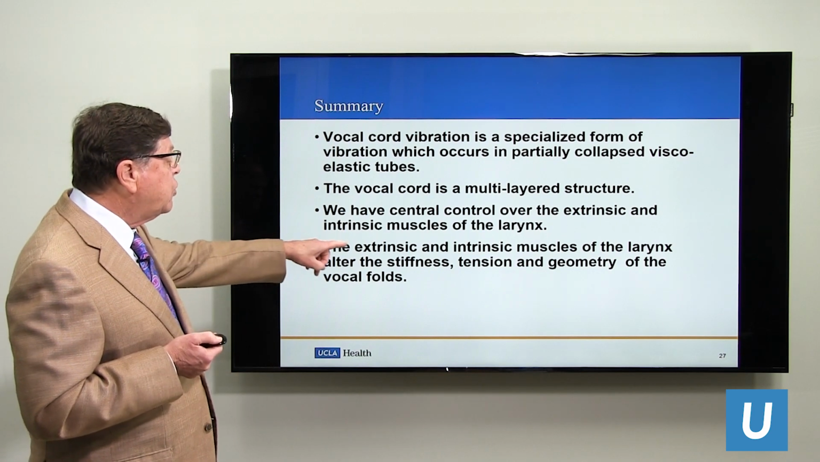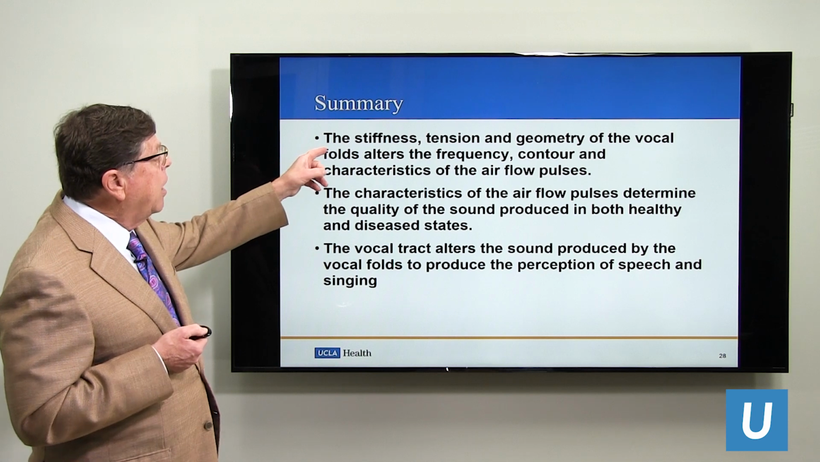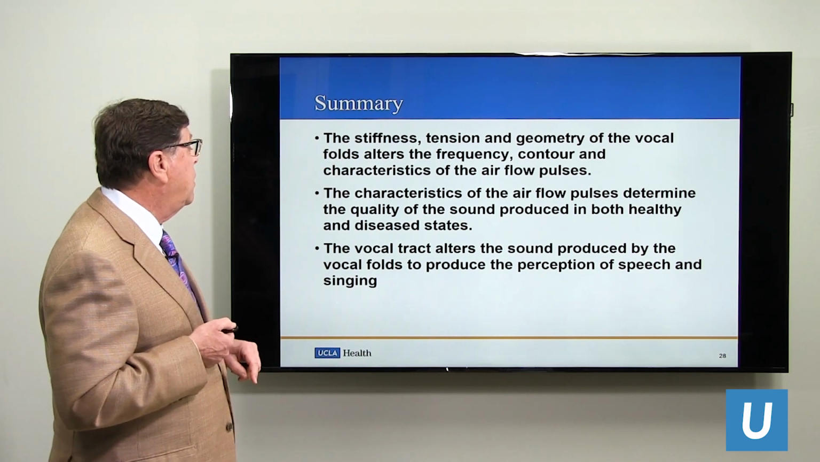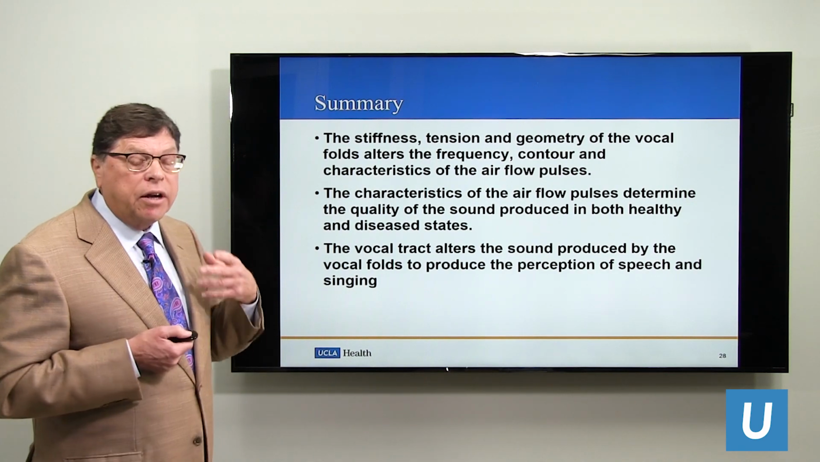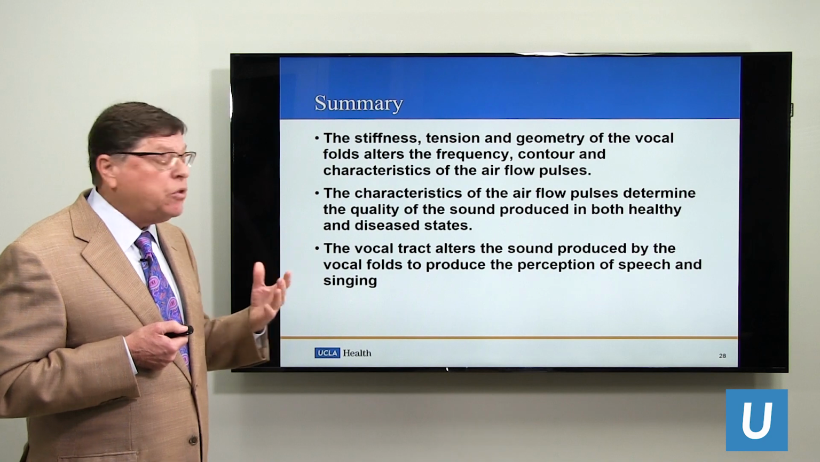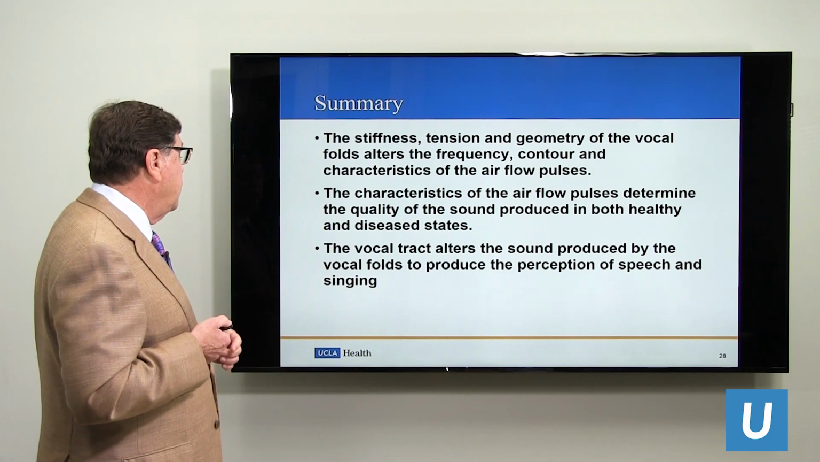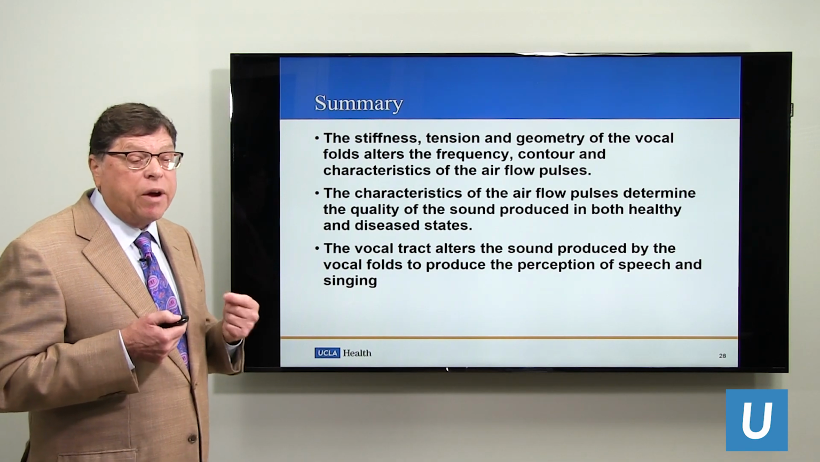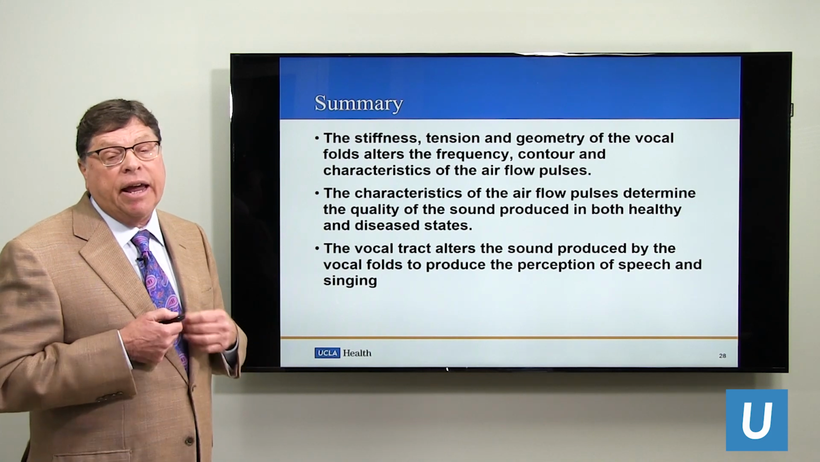The muscles change the stiffness, the tension, and the geometry. The geometry and the stiffness alters the frequency and contour of the vocal fold, and that alters the characteristics of the airflow pulse, which eventually produces the quality of the sound that's produced in both healthy and diseased states. And as we alluded to, the vocal tract then changes that sound to produce speech, singing, and language.